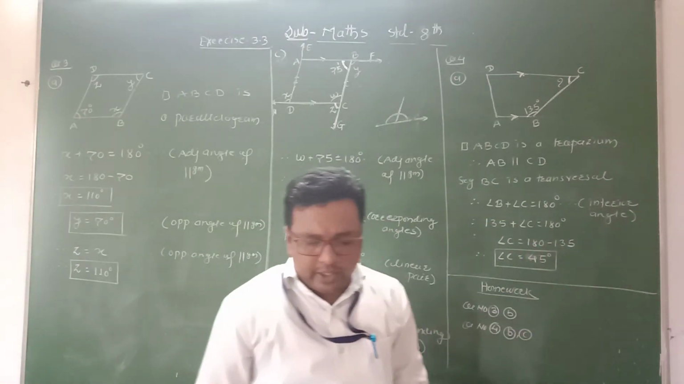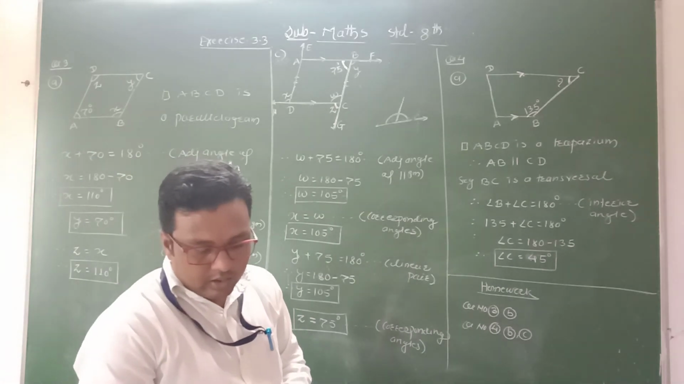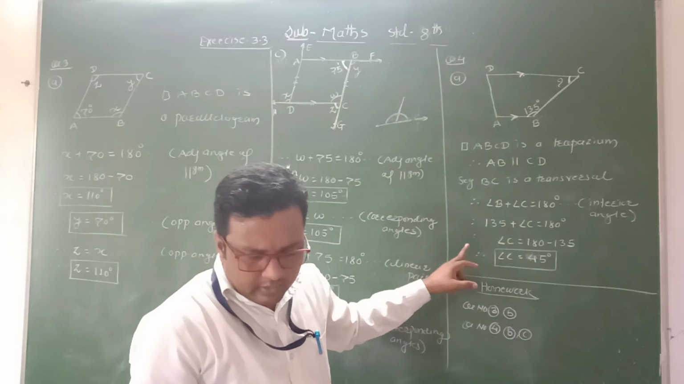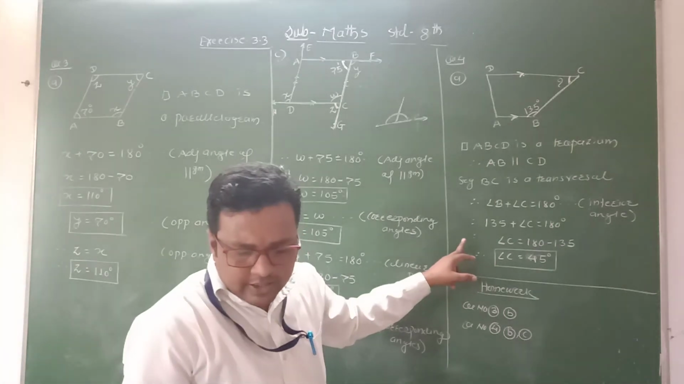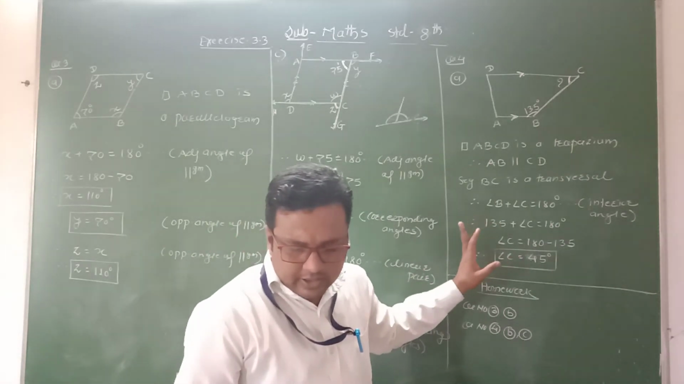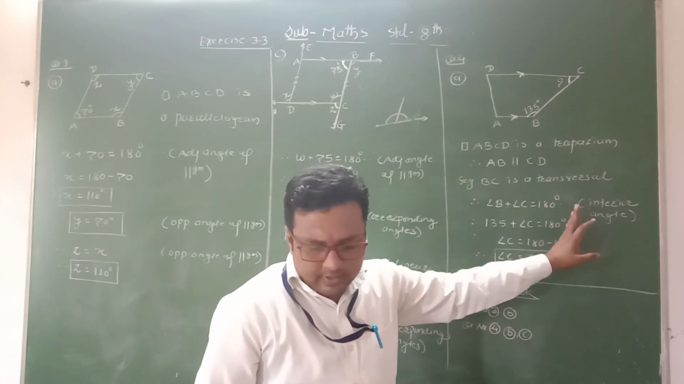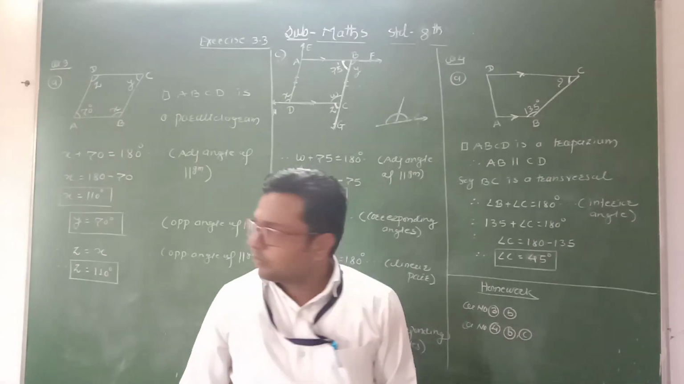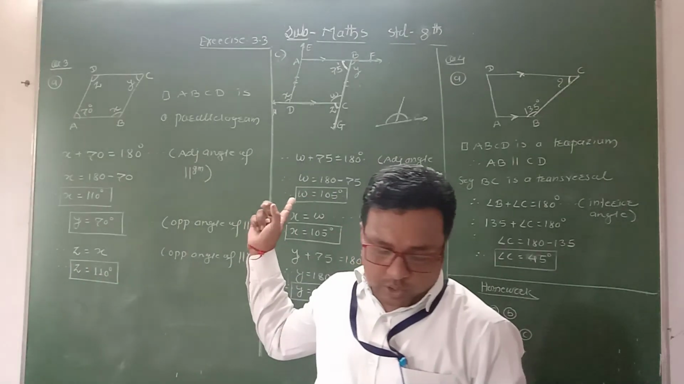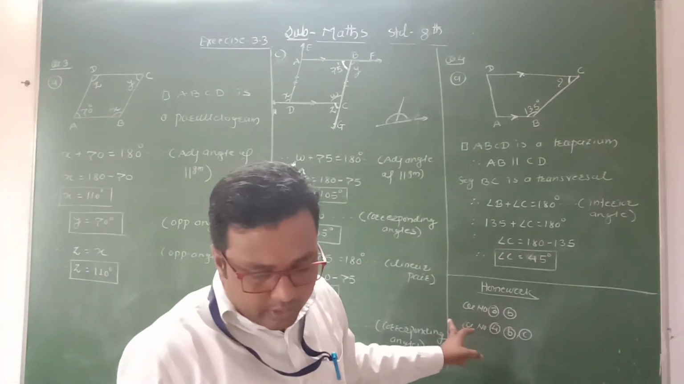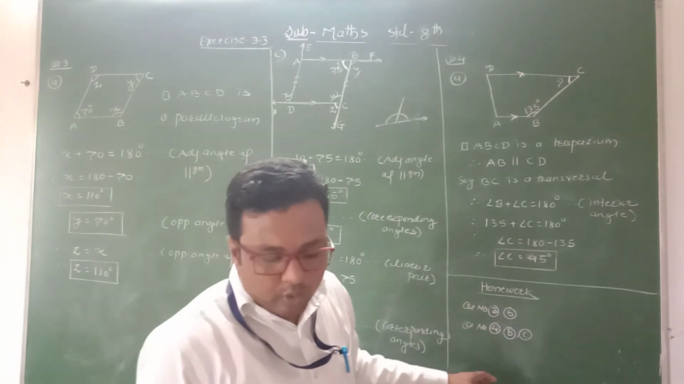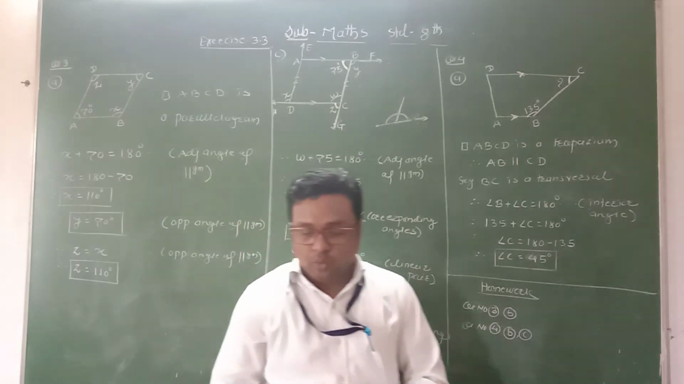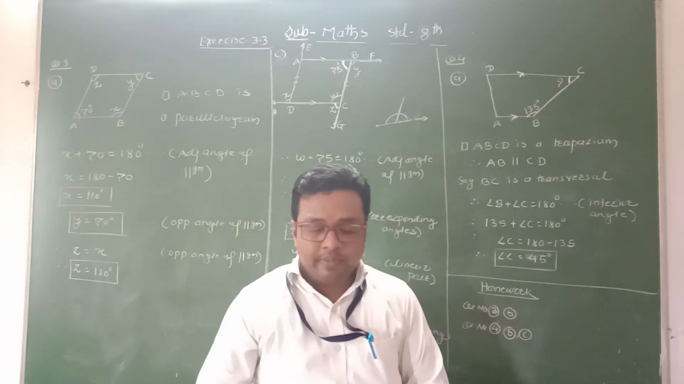In this way you have to find the angles in example B and C. Okay, now note down your homework. Question number 3, like that only. Question number 3, example B you have to complete, and from question number 4, examples B and C. Okay, this is homework for students.